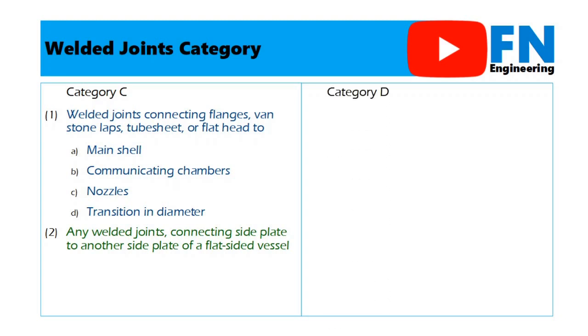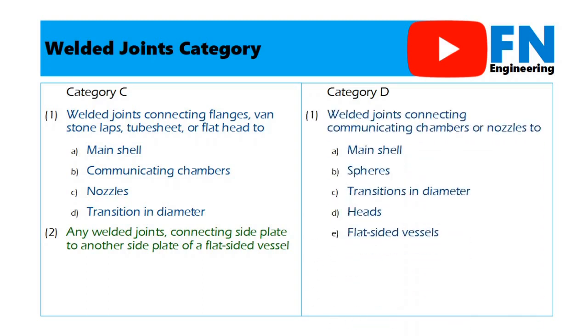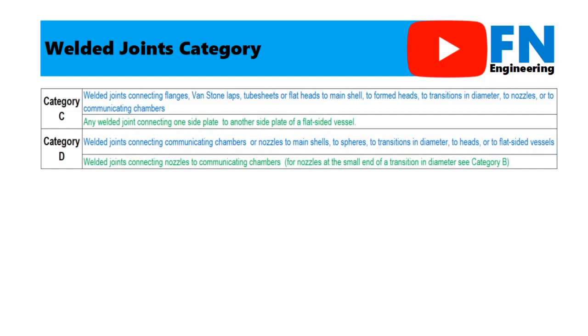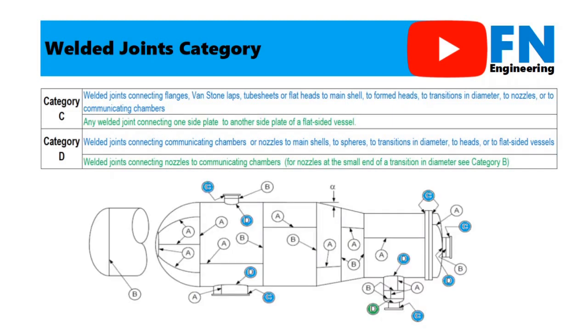The last category is category D. The type of joint for this category is welded joint connecting a communicating chamber or nozzle to the main shell, spheres, transition in diameter, heads, and flat-sided vessels. The other type is welded joint connecting a nozzle to communicating chambers, excluding the nozzle at the small end of a transition in diameter. For example, you can see the sample illustration for this category in this picture.